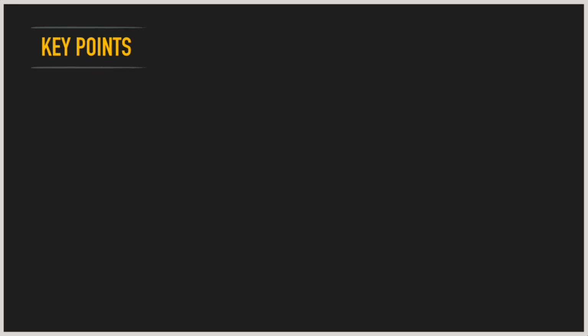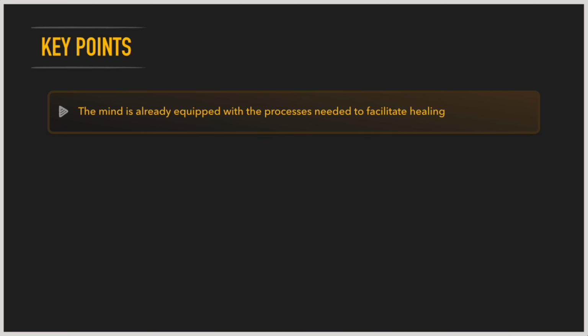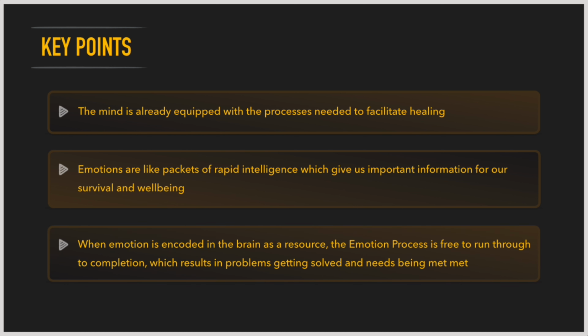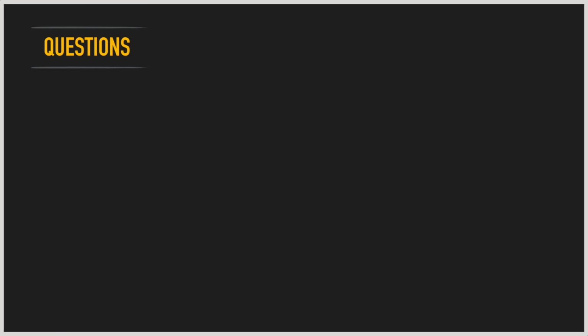Key points. The mind is already equipped with the processes needed to facilitate healing. Emotions are like packets of rapid intelligence, which give us information that is necessary for our survival and well-being. When emotion is encoded in the brain as a resource, the emotion process is free to run through to completion, which results in problems getting solved and needs being met. Questions. How do you respond to difficult emotions?